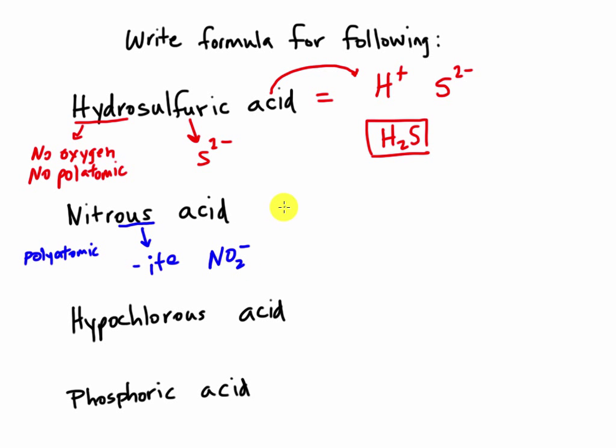So if I have NO2 minus, I'm going to write that as my anion, and I'll put in here my hydrogen ion as the cation. And again, I just balance the charges. So in this case, I would just do HNO2.